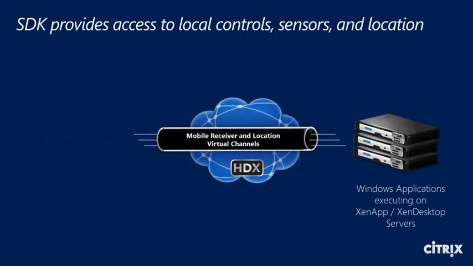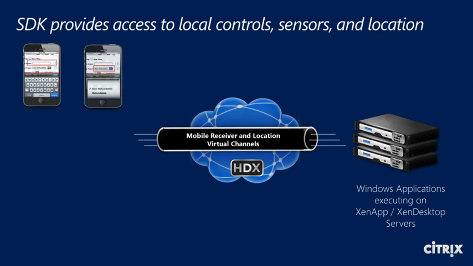Now, the SDK provides access to local controls, sensors, and location information, as I talked about. Some of this comes free when you're running the latest versions of the servers and the client software. So, as an example, when a user touches into a text entry field, the local on-screen keyboard will automatically pop up and allow them to enter text. Similarly, it's using the local device controls like the combo box and the list box. So there's no programming involved in attaining those.